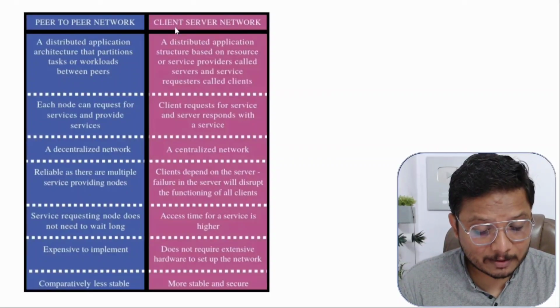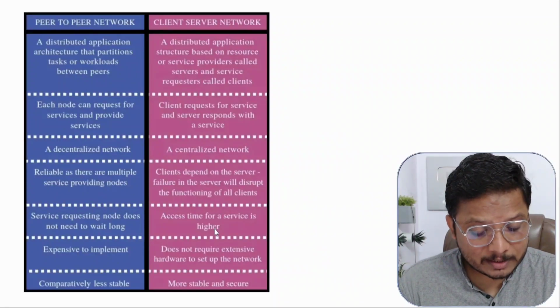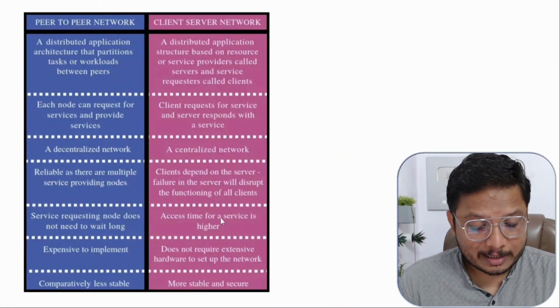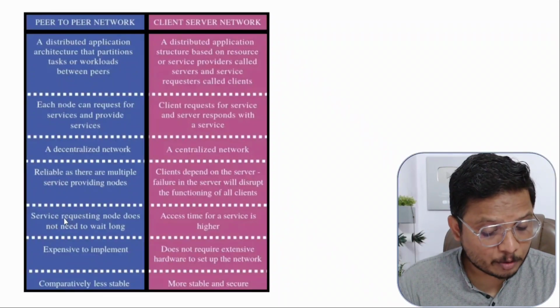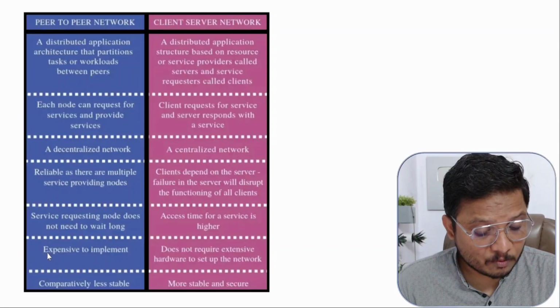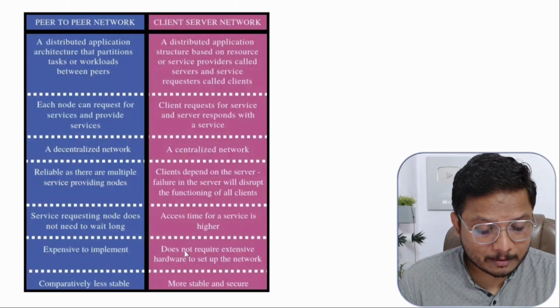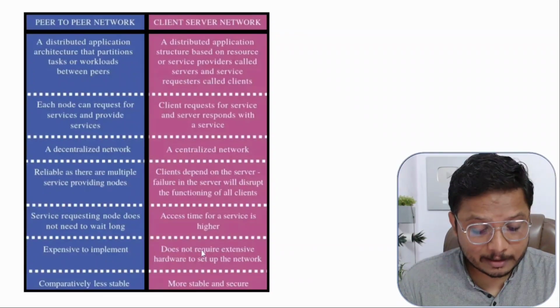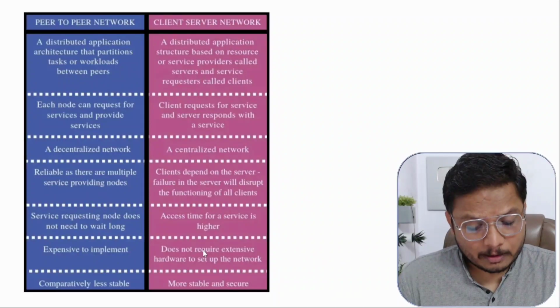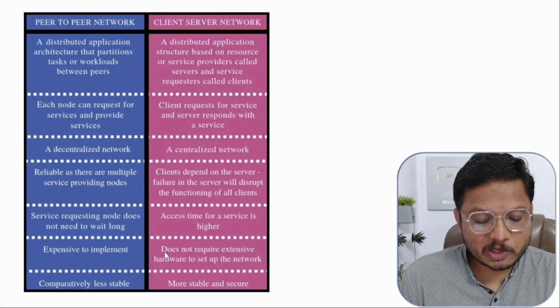But with client-server network, there is a finite amount of access time that we need to have the service with a given client. And that is a bit higher compared to peer-to-peer network. Here you can say peer-to-peer network is very expensive to implement. Here client-server network is less expensive at the side of the client, right? But here you can say we can have services based on our requirement.